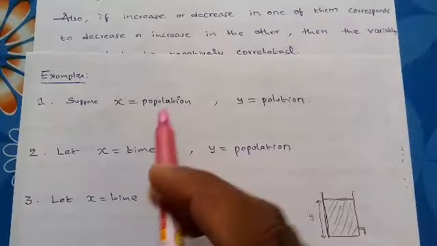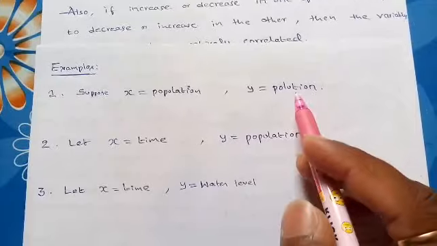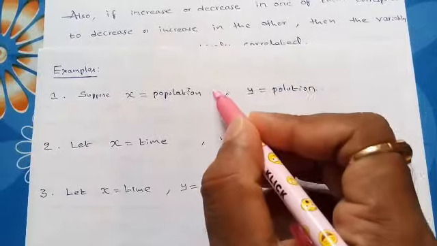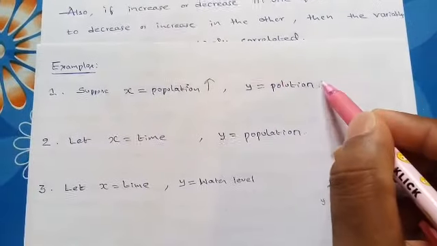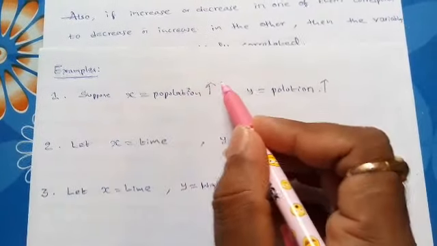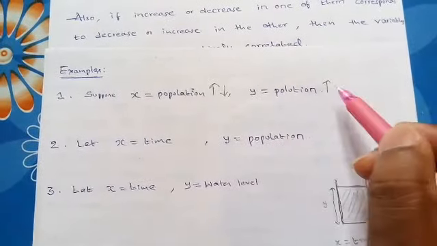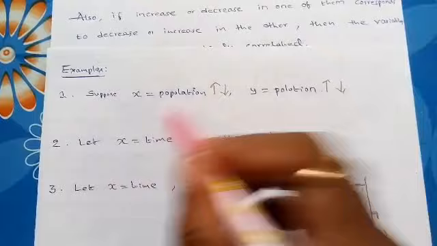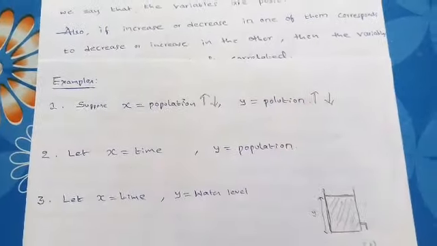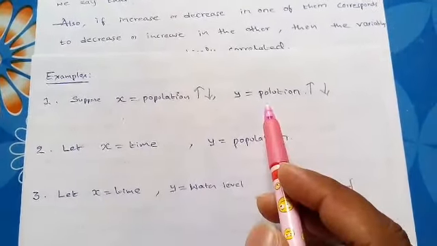For example, suppose x is the population of a country and y is the pollution in that country. Clearly, if the population increases, then the pollution of the country also gradually increases. Similarly, if the population is in control, meaning it is decreasing, then pollution also decreases. This relation between independent variables is called correlation.